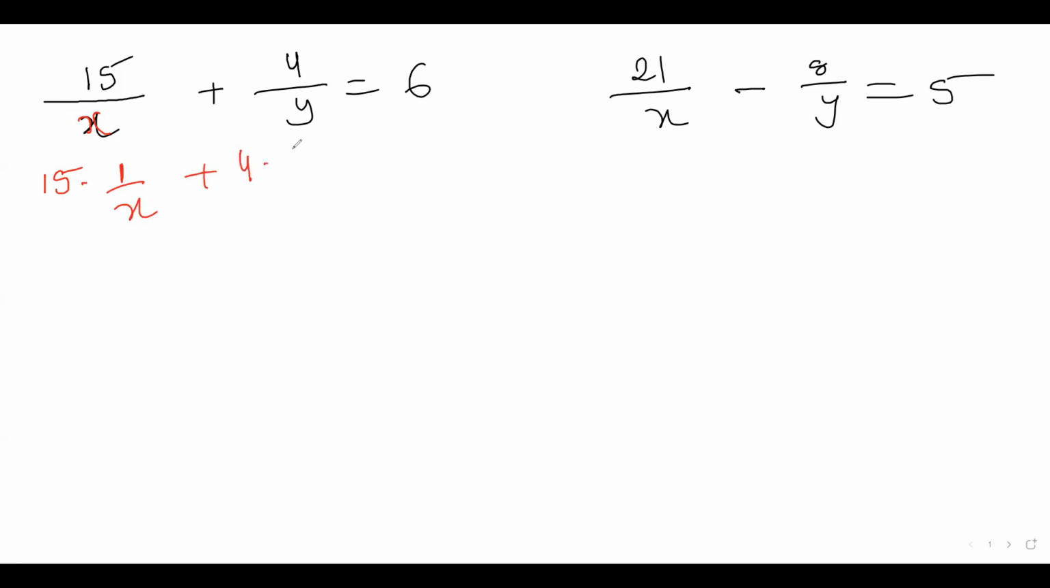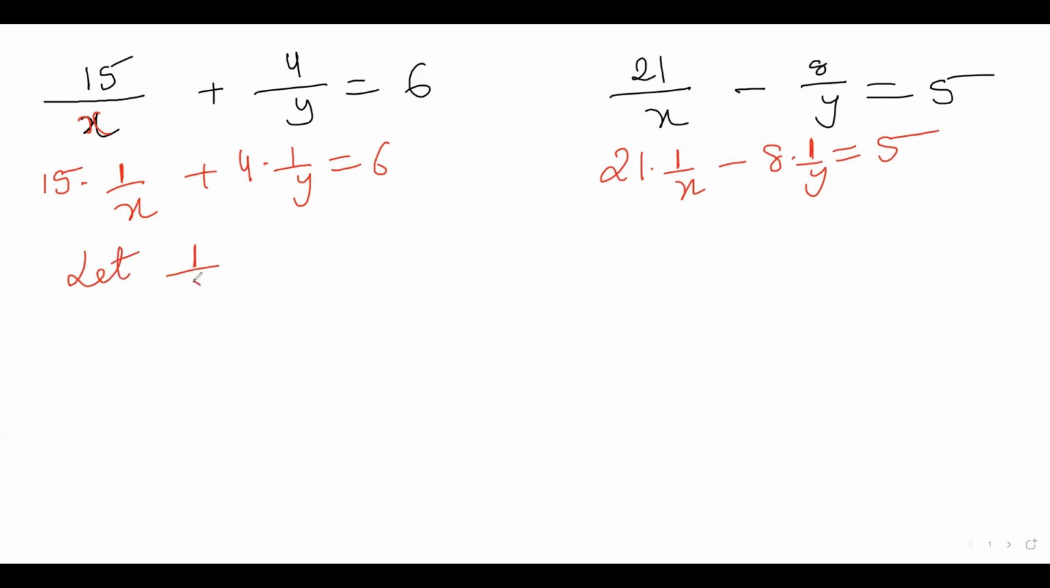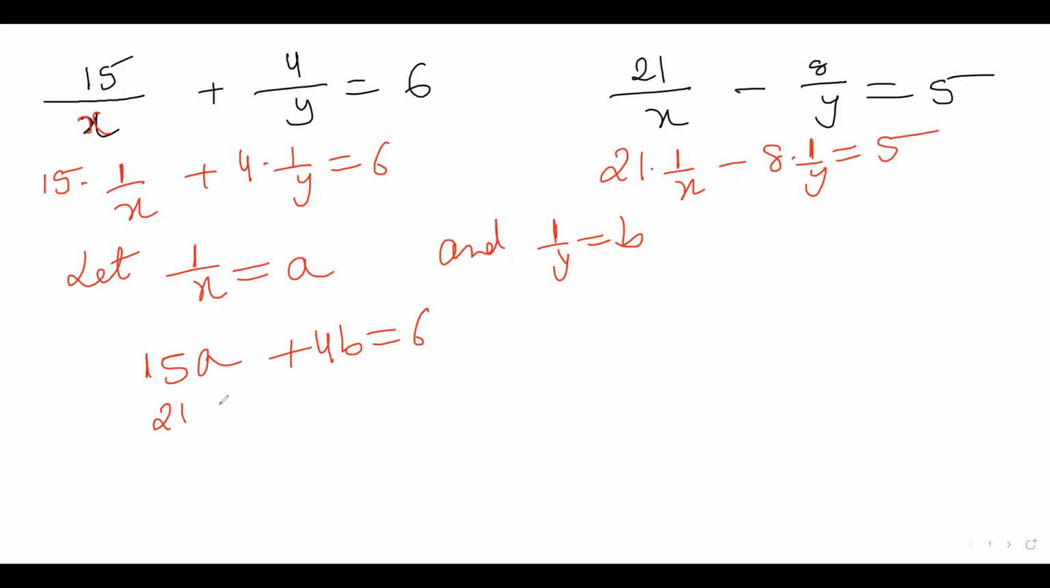Write down 15 into 1 by x plus 4 into 1 by y is equal to 6. 21 into 1 by x minus 8 into 1 by y is equal to 5. Now take 1 by x as a and 1 by y as b. So what will you get? 15a plus 4b is equal to 6. 21a minus 8b is equal to 5.